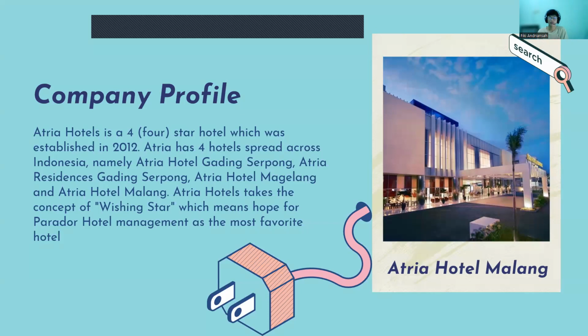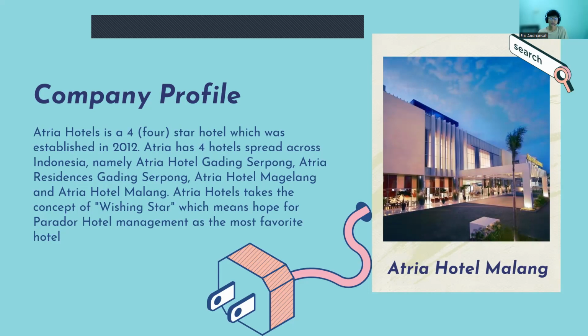So next, before I jump to the activities related to computers in my company, I would like to give you an insight into what Atria Hotel Malang is. A brief explanation about Atria Hotel Malang: Atria Hotels is a four-star hotel brand established in 2012. Atria Hotel itself has four hotels spread across Indonesia, namely Atria Hotel Gading Serpong, Atria Residence Gading Serpong, Atria Hotel Magelang, and of course Atria Hotel Malang.